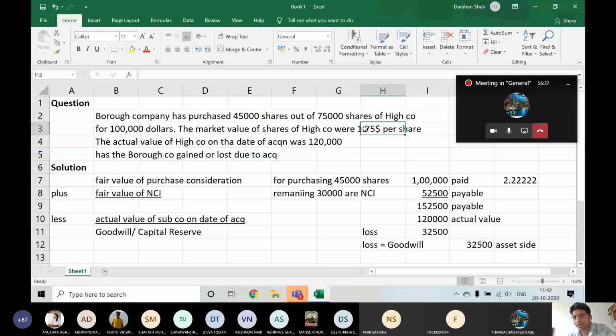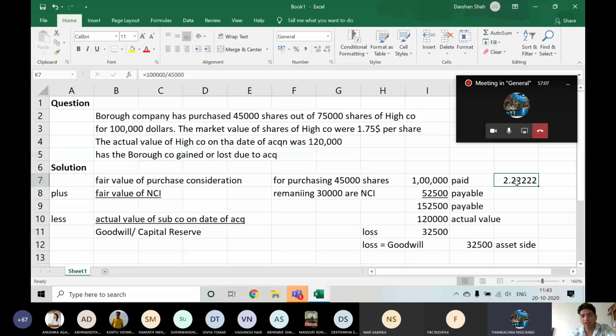So we will not give you shares at $1.75 per share. For our 45,000 shares, we don't want 1.75, we want 2.22. So for your 45,000 shares, my company will pay you $1 lakh. That was the agreement, and that's why my company is having a loss. Instead of paying you 1.75, I have paid you 2.22, so obviously I have paid you higher.